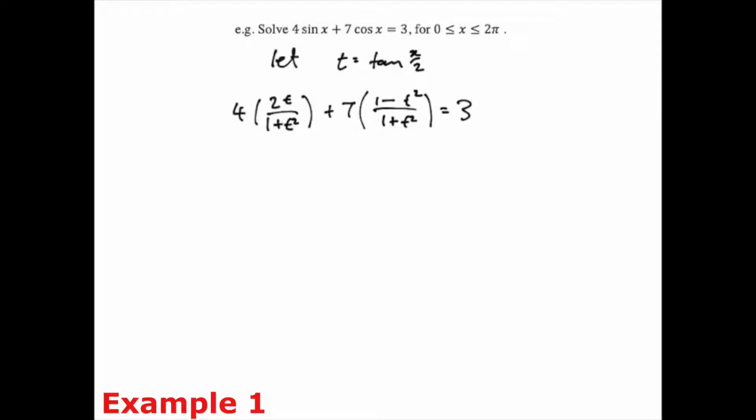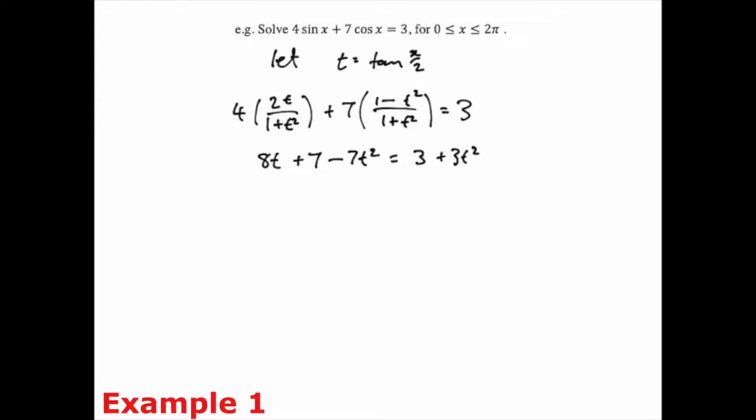Okay, and then we want to expand the brackets, and we have the common denominator, so I can actually get rid of those fractions by multiplying everything by 1 plus t squared. So I end up with 8t plus 7 minus 7t squared equals 3 plus 3t squared.